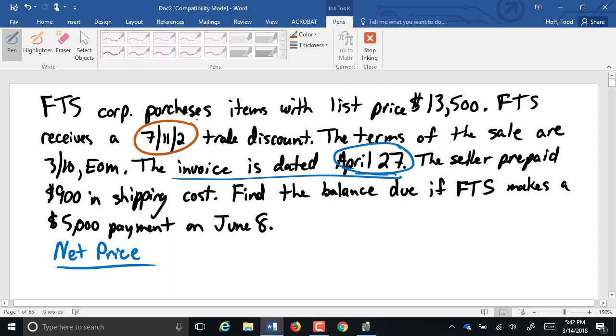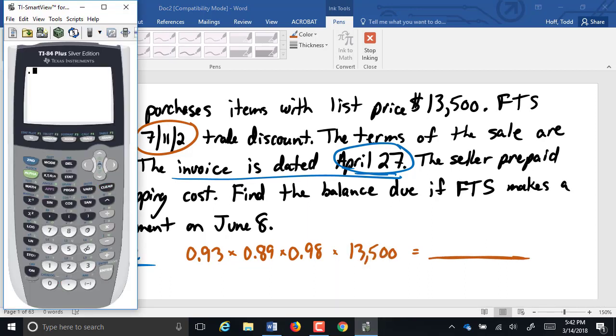What does the 7 give us? Perfect, 93%, so 0.93. The 11 gives us 0.89. And the 2, 0.98. And what we can do is just multiply all that by the list price of $13,500, and that's going to give us that net price that goes on the invoice.